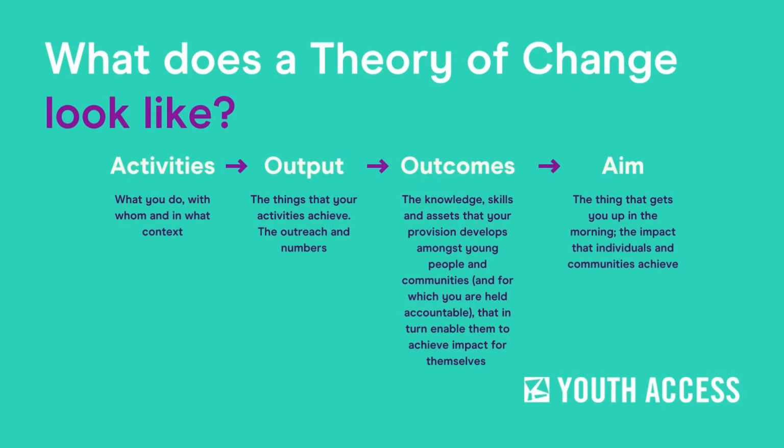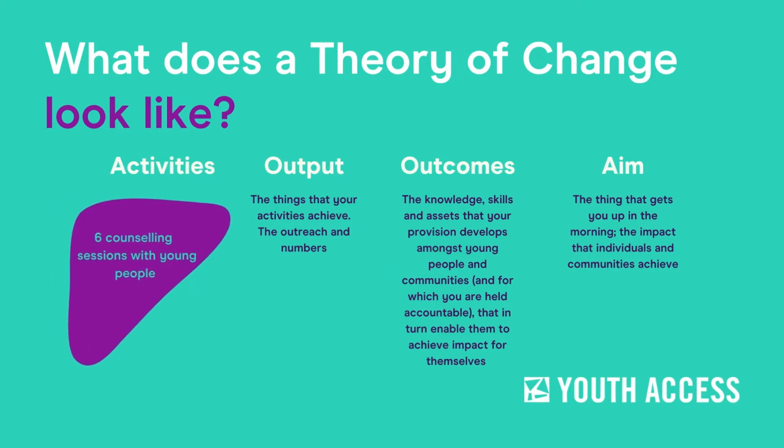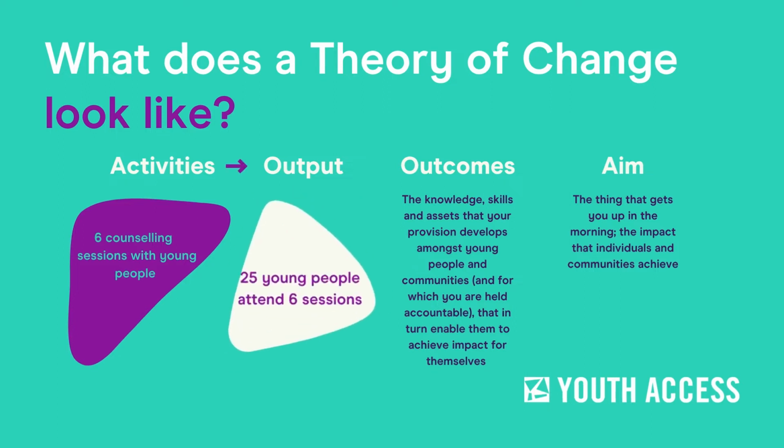But here is some very common language that you'll see in the talk. So, activities: what you do, with whom, in what context. For example, if you're delivering counselling services, that's delivering 6 sessions, to whom, young people of what age, in what context. Your output is the things that your activities achieve, and these are often defined in numeric values. So, for example, you may hope to reach 25 young people on this initiative.